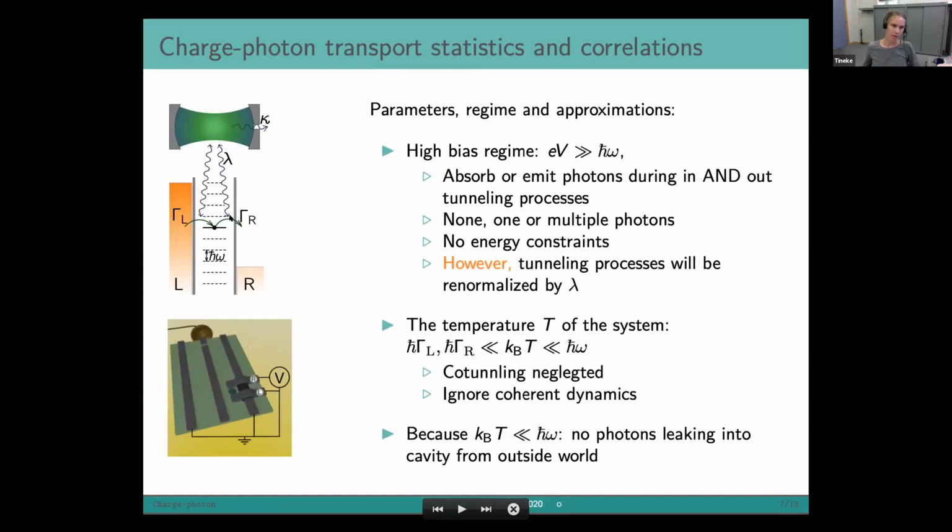So we have this single dot sitting in the cavity, and there are two leads attached to it, and so electrons can hop from the left, let's say, to the right. And when the electron comes in, and also when it goes out, it can absorb or emit photons into or from the cavity. And it's in the high bias limit, so it can be multiple photons. This number is ruled by the Franck-Condon factors.